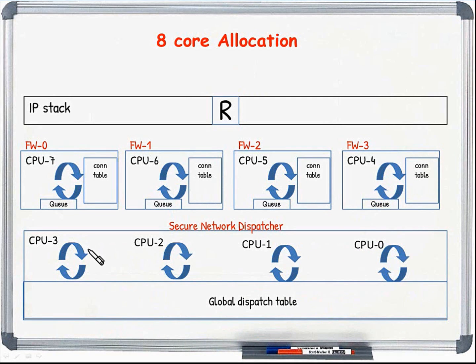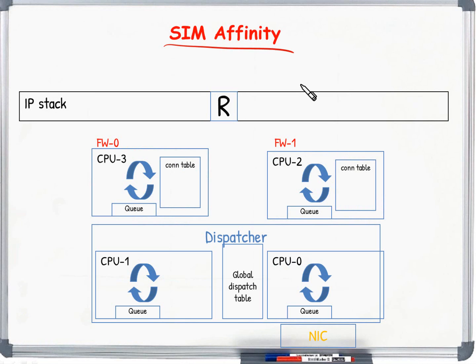Okay, so here's an example where I've unbound firewall workers. So now I only have 4 firewall workers in this case, but I have 4 CPUs that are being utilized for the dispatcher. And this will make a little bit more sense when we talk about CoreXL, but right now I just want you to understand that CPU affinity is how you bind different processes, different kernels to different CPUs, either a firewall instance or the dispatcher. So another terminology I want to discuss is SIM affinity.